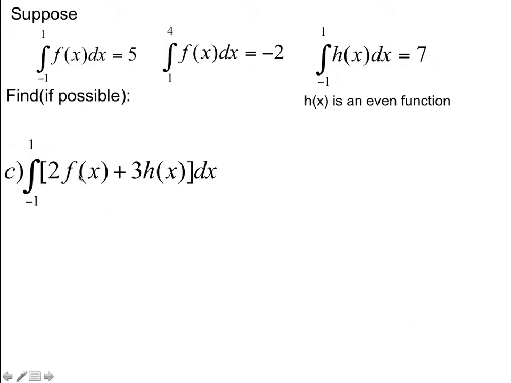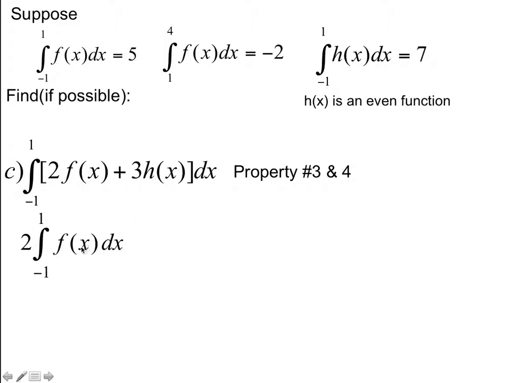Part C, now I'm starting to get a little fancy here. I want twice f of x and 3 times h of x. Okay, so that's that multiple rule. And I'm going from -1 to 1. F of x, we have that, and h of x, we have that. So this is kind of a combo here. It's a property 3 and then a property 4. So I'm going to split this up, give each its own integral.